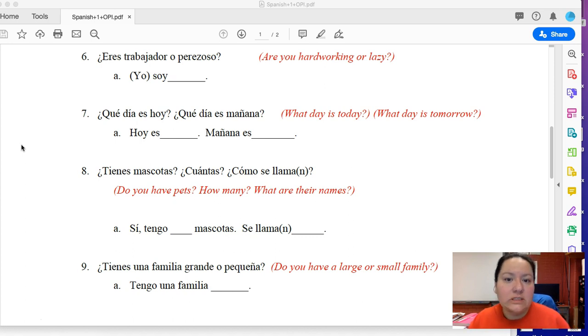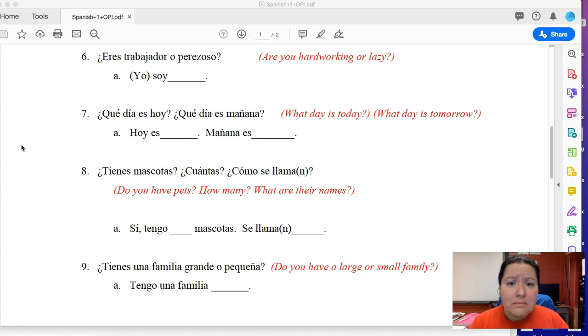And I would look to see what day you're taking the test. So remember, odd number classes take the test on Monday, and then even number classes take the test on Tuesday. So if you're taking the test on Tuesday, and I ask, ¿qué día es hoy? Hoy es martes. ¿Y qué día es mañana? Mañana es miércoles.